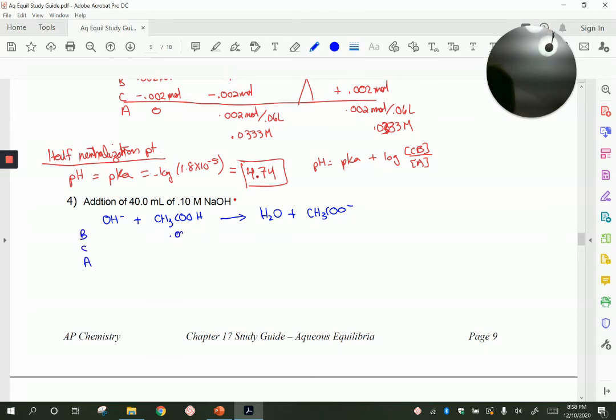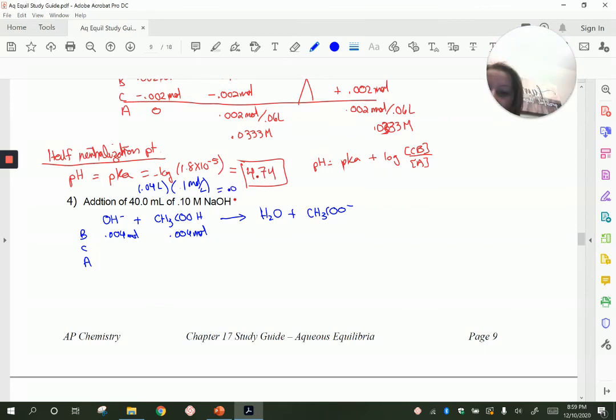So this is still 0.004 moles. I automatically know, because we just talked about the equivalence point, that the hydroxide is also going to be 0.004 moles, right? Because it's the equivalence point. They have to both match. But just to show you the calculation, you have 40 mL, so 0.04 liters times 0.1 moles per liter. And so that gives you 0.004 moles. That's where we got that from. Don't care about the water.